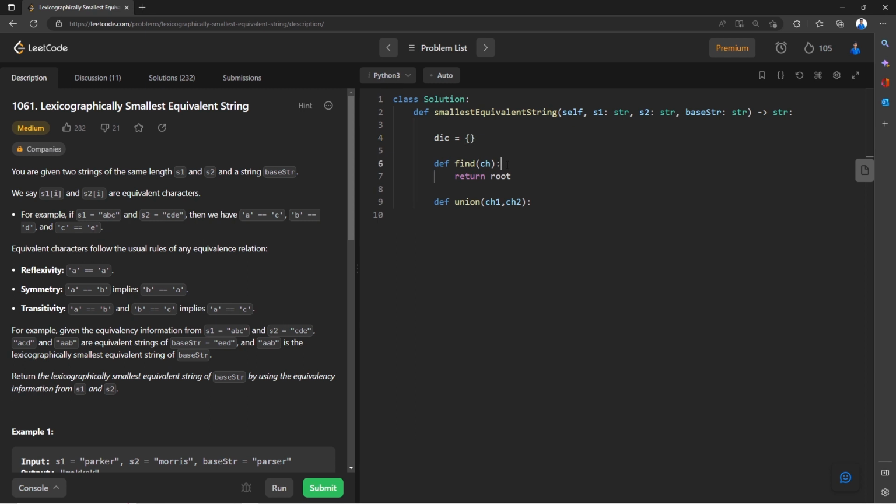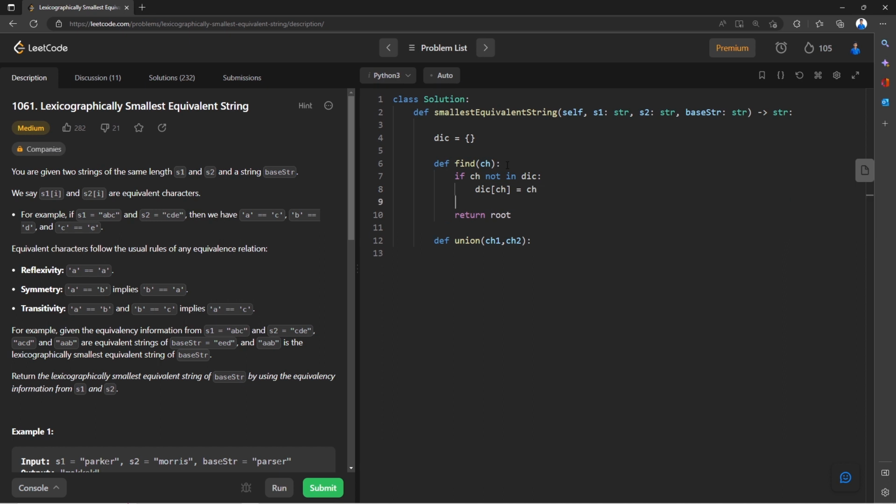And finally, if we try to find a character, how can we find it? We can see if the character is not already present in our dictionary. So what I'm going to do is replace that character with the same root, right? If ch not in dictionary, let me write not in dictionary, then we can say dictionary of ch is going to be the same.